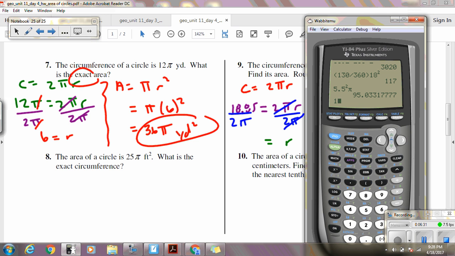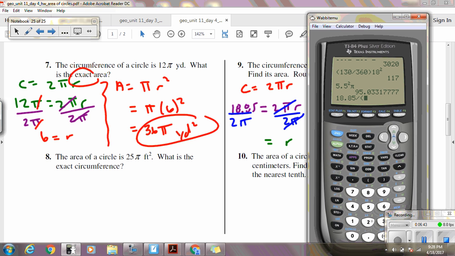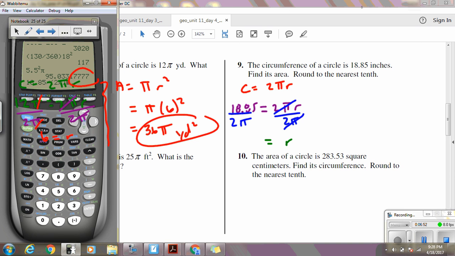So it's 18.85 divided by, and I need to put it in parentheses, 2 pi. If I don't put it in parentheses, it won't cooperate. Trust me and believe me, folks. Or divide by 2, then go again and divide by pi on 2 separate lines. Either one works. But without those parentheses, you're going to get the wrong answer.